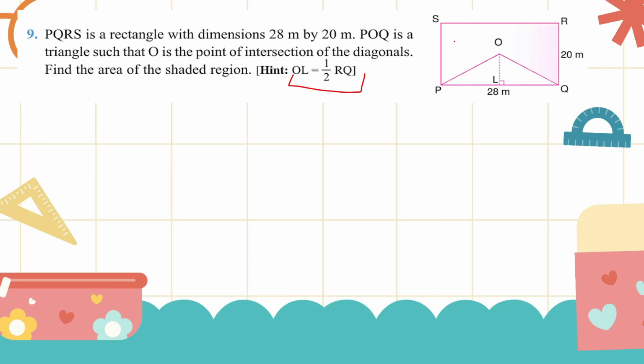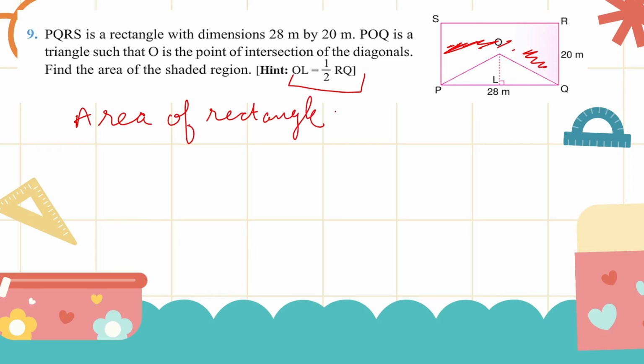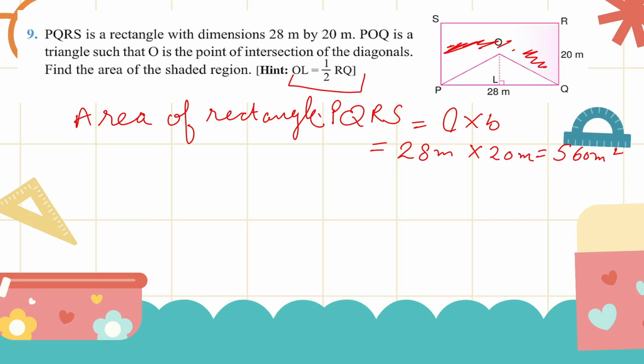So we need to find the shaded region. This is the shaded region. So firstly we will find the area of rectangle. Now, what is the name of the rectangle? PQRS, and its area is length into breadth. This we need to find. Dimension means one is length, one is breadth. 28 meter into 20 meter, that is 560 meter square.